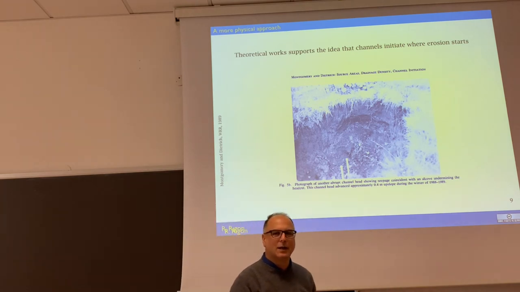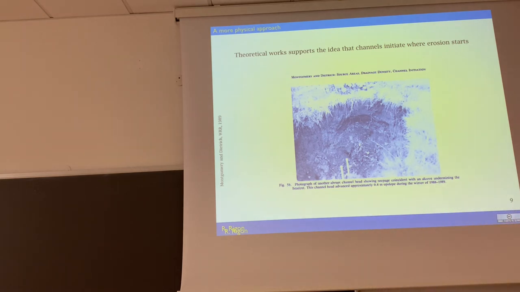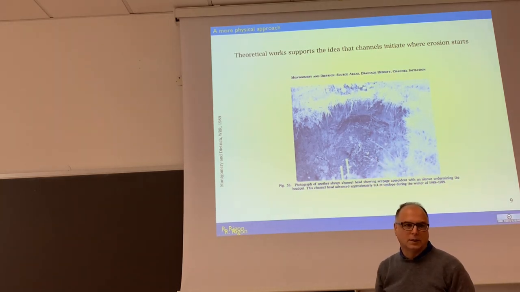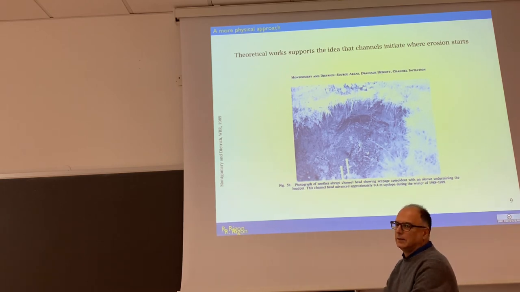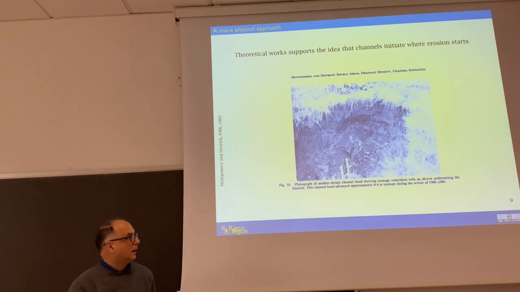In reality, the work by David Montgomery and Bill Dietrich, in WRR 99, shows what the beginning of a channel looks like. On a hillslope, a soil-mantled hillslope, it looks like this. Grass everywhere, and here erosion. Actually, the mechanism here for starting erosion is the same as a little landslide, and there the channel is beginning.